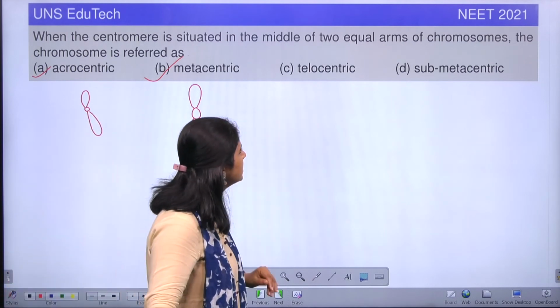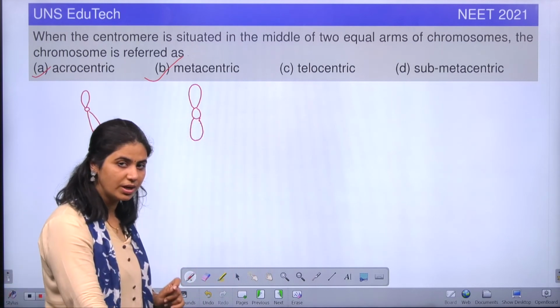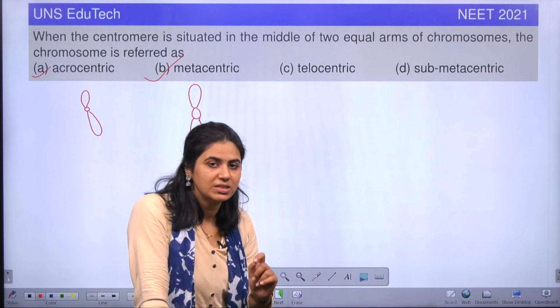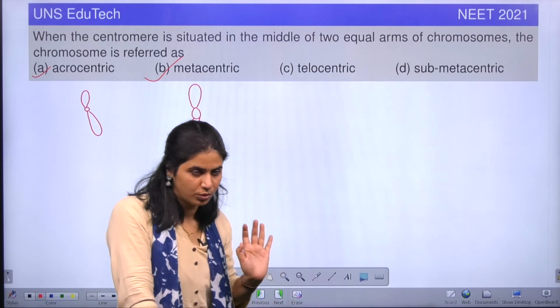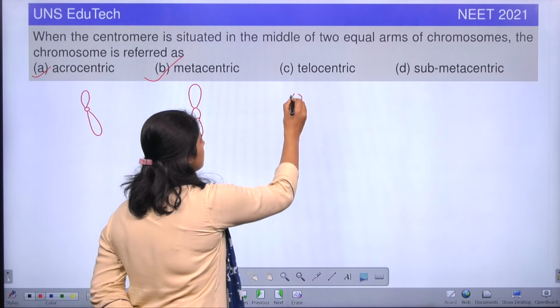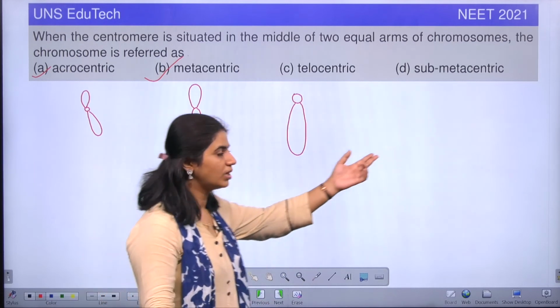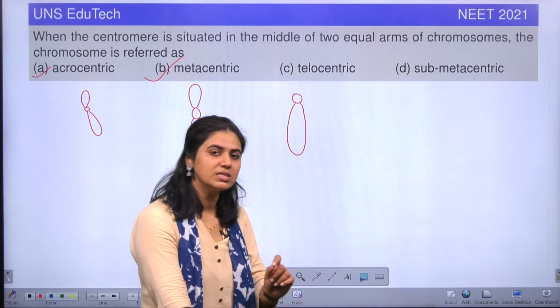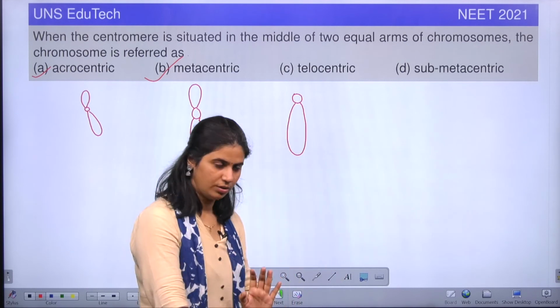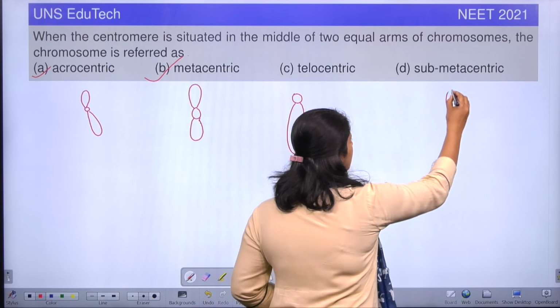The third option is telocentric. What is telocentric? When the centromere is present at the proximal end of the chromosome. That is, this will be the centromere and only it will be like this. This is telocentric. What is submetacentric? When it is present somewhat near the middle of the chromosome. So we can draw it like this.